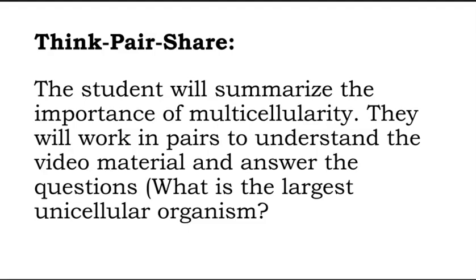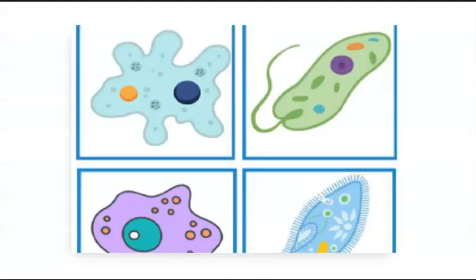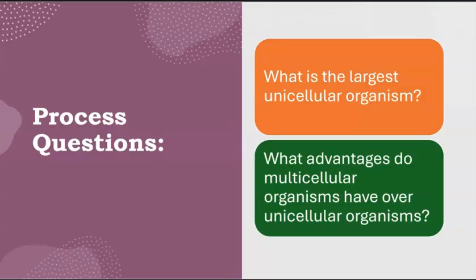largest unicellular organism? Alright, throughout the history of life on Earth, organisms have evolved from simple single-cell forms to complex multicellular structures. This evolutionary transition has allowed for greater diversity of life forms and the development of specialized functions within organisms. Considering this remarkable transformation, it is important to explore the advantages that multicellularity offers. Now, let's try to answer the following questions.